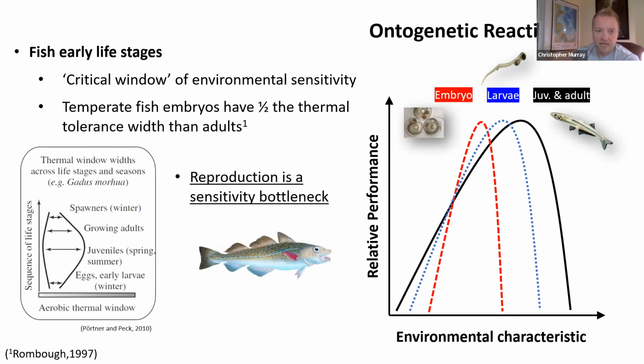And we know from decades of experimental work and field-based observations that temperate fish embryos show about half the thermal tolerance of their adult forms. And this has been extensively studied in Atlantic cod by a variety of investigators. And in this species, and probably many other temperate fishes, we know that reproduction is a key sensitivity bottleneck. So if we're going to understand an organism's potential climate sensitivity, we might want to home in on the reproductive viability, with respect to the viability of embryos in early life stages.